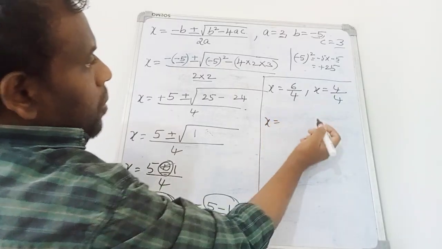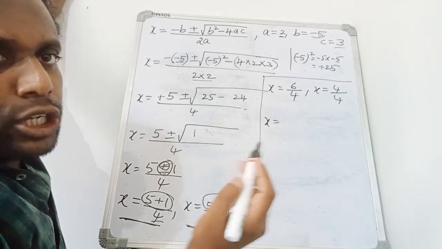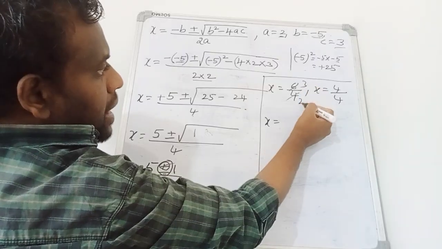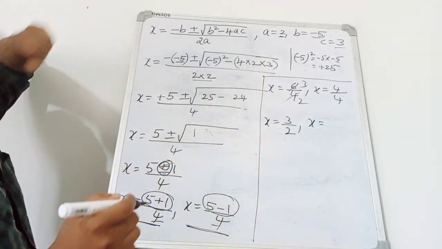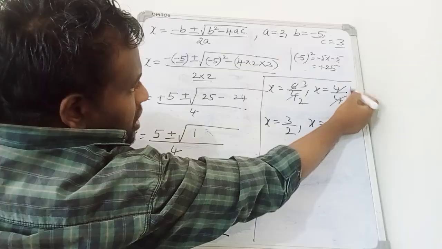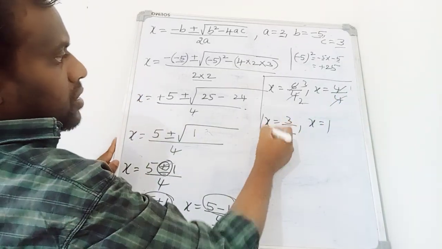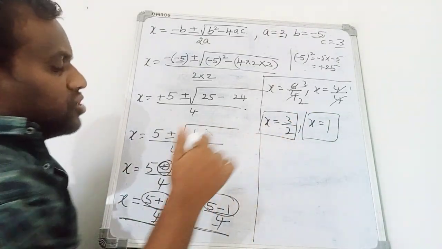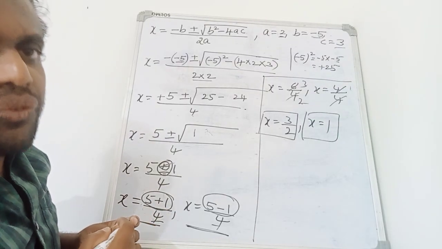Here 4 and 6 can be divided completely by 2. Two 2s are 4 and two 3s are 6, so we got 3/2. Next, x = 4/4, the 4s cancel, so what is left is 1. So x = 3/2 and x = 1. This is the answer. What was the question? Find the roots. Roots mean values of x.